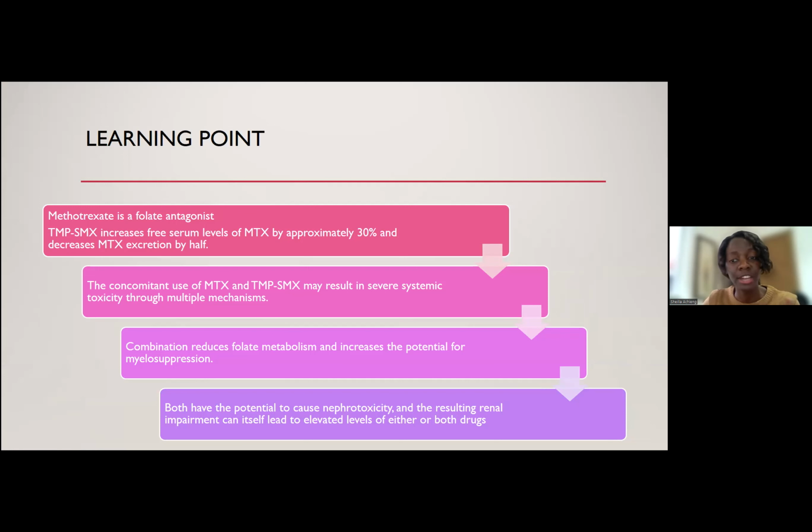Therefore, we advise that you don't use these two medications together, because it increases the risk of myelosuppression and nephrotoxicity. If you have a patient who's on methotrexate and has a UTI, and you have to use trimethoprim based on the sensitivities, just withhold the methotrexate for at least a couple of weeks. You could always give them steroids for their inflammatory arthritis in that context, but just don't give methotrexate together with trimethoprim.